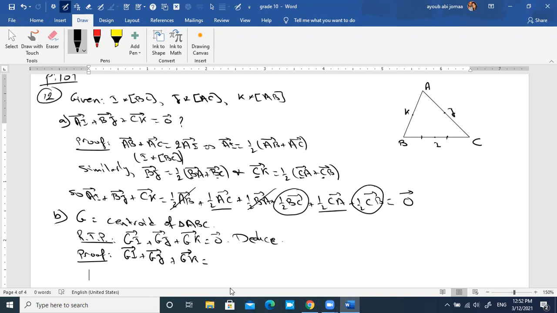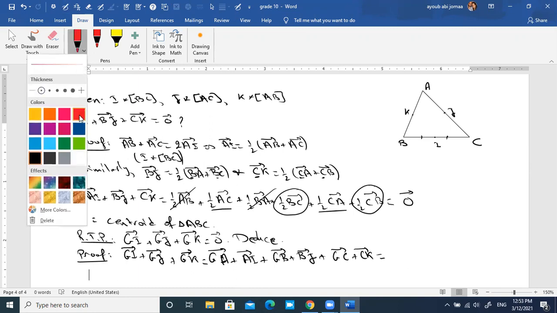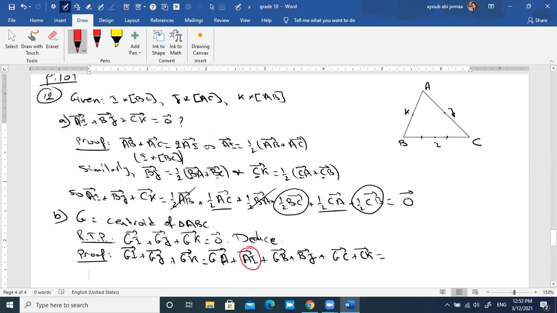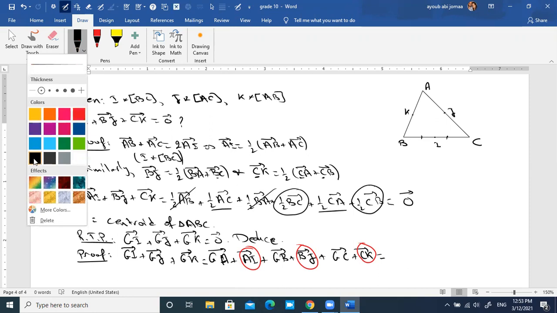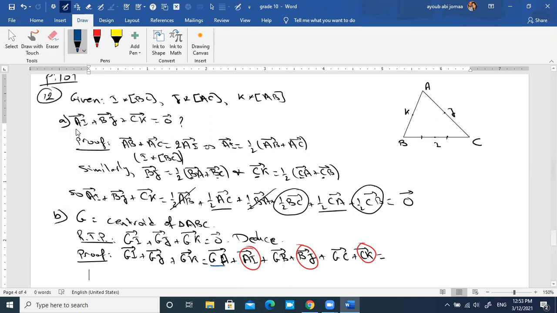So it is GA plus AI, GB plus BJ, plus GC plus CK, which is equal to the sum of these three vectors AI, BJ, CK. The sum here is 0 by part 1. But what about these three vectors GA, GB, and GC?